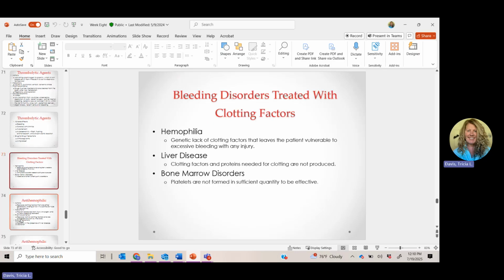What are some of these bleeding disorders that we could see patients have that are treated with clotting factors? So hemophilia, which is a genetic issue where these patients lack clotting factors that leave them very susceptible to excessive bleeding, okay? Liver disease, again, clotting factors and proteins are needed for clotting, but the liver's not making them. And then bone marrow disorder. So platelets are not going to be formed in enough quantity in the body to be effective.